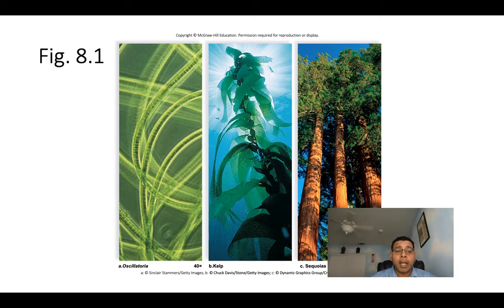In figure 8.1, number one, we've got a bacterium. This bacterium is Oscillatoria. It's a type of cyanobacteria. And then second, we can see a type of algae. This is kelp. Kelp can range from microscopic to macroscopic. And then third, we can see plants such as sequoia trees. Again, our focus is going to be on flowering plants. These are all various types of photosynthetic organisms.